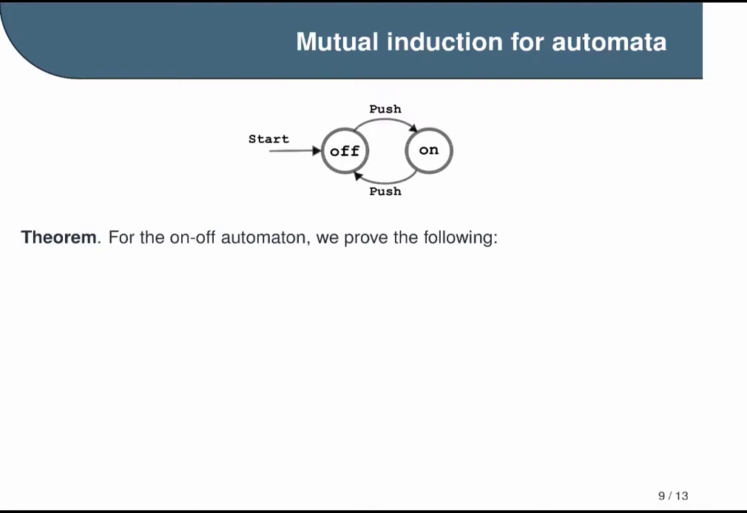So what does it mean for this machine to work properly? Well, one statement we need to show is S sub 1. This is that the automaton is in the state off after n pushes if and only if n is even. That is, if we're in the off state, then we must have received an even number of pushes, and if we have received an even number of pushes, then we are in the off state. And that's just checking we're always in the off state when we expect to be.